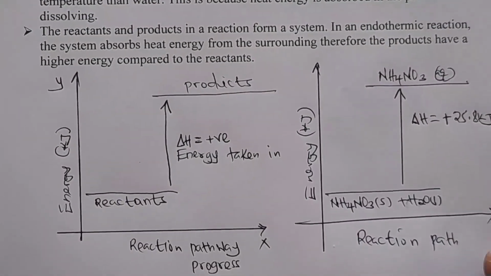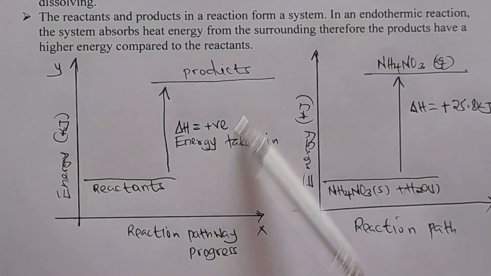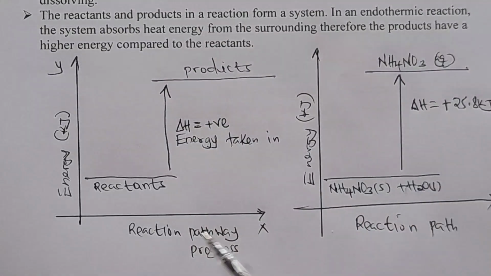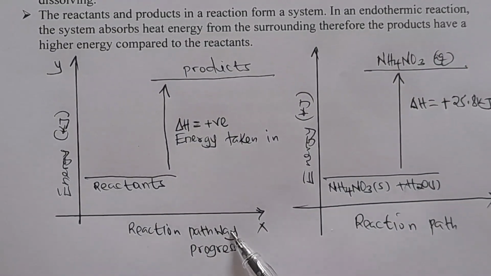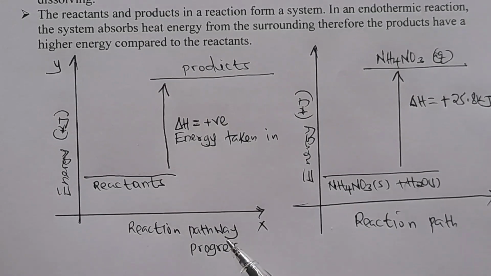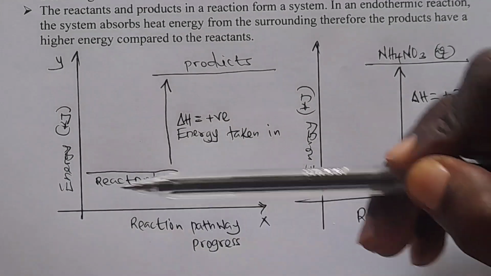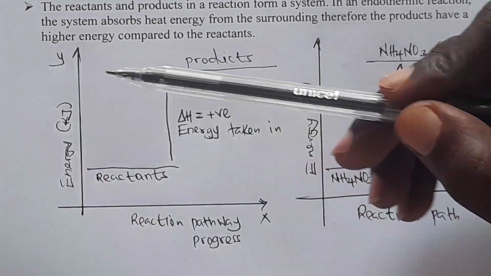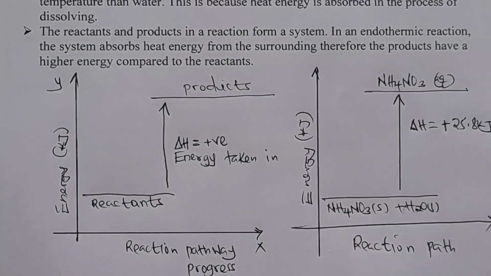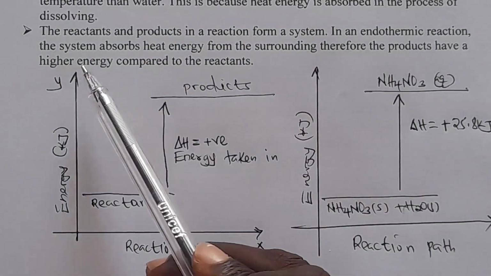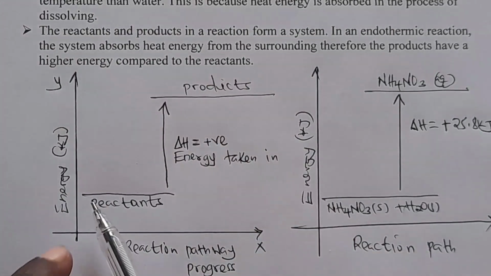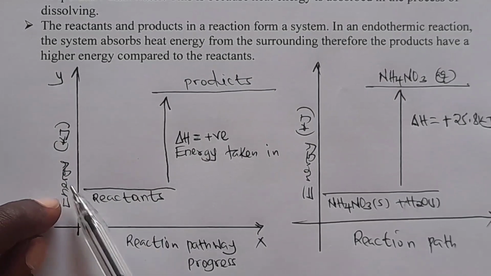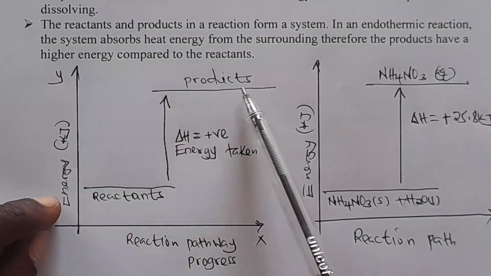When you're drawing an energy level diagram, we have this one for the general energy level diagram for an endothermic reaction. You're supposed to have the x-axis as reaction pathway or reaction progress, or you can even have reaction path. Then on the y-axis, you are supposed to have energy, and energy is measured using kilojoules. We said earlier on, the products have a higher energy content than the reactants. That means the reactants are placed on the lower side of the y-axis because they have a lower energy content when compared to the products.